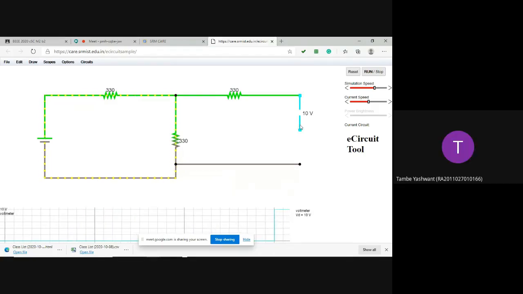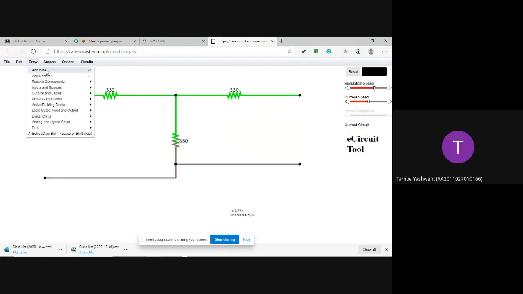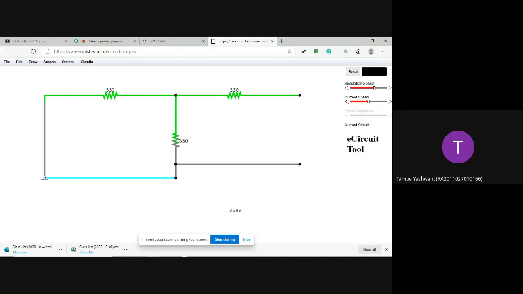Ma'am, in the third circuit, what do we have to connect where R Thevenin is represented? I think you need not do anything. Only manual calculation is enough. And we have to also construct the Thevenin's equivalent circuit? The last circuit, if you want you can do it, but it's not necessary. Only VOC and IL you find, that is enough. Okay, ma'am, two circuits.